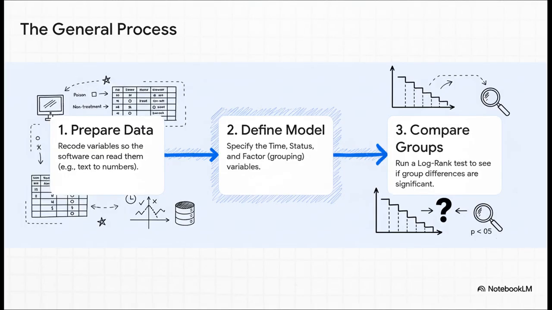First, you get your data ready, turning words like treated or untreated into numbers the computer can understand. Second, you tell the program what's what: which column is time, which column is the outcome, and which groups you want to compare. And finally, you run a statistical test, like something called a log rank test, which basically just asks, is the difference we see between these two curves real, or could it just be random luck?